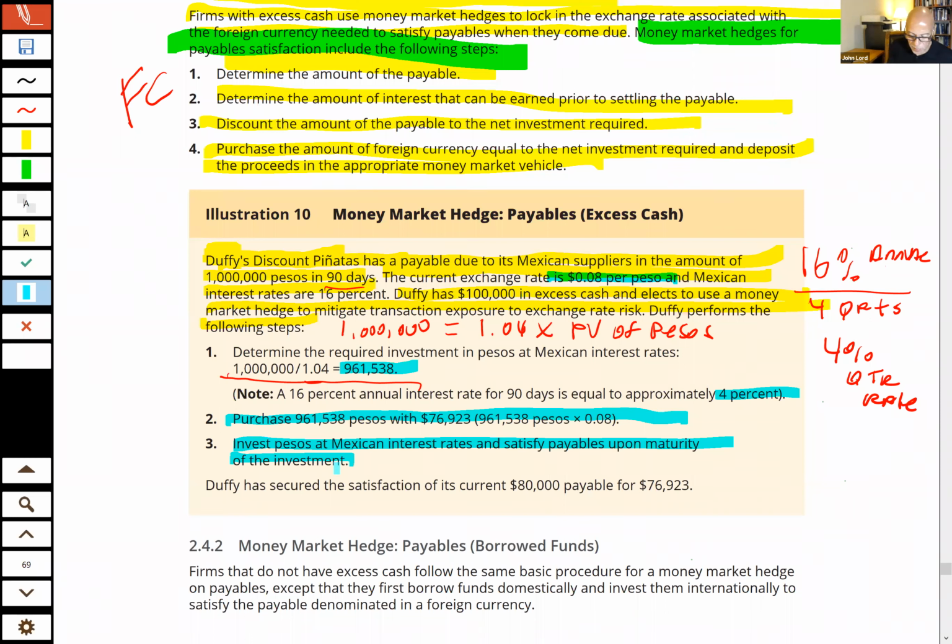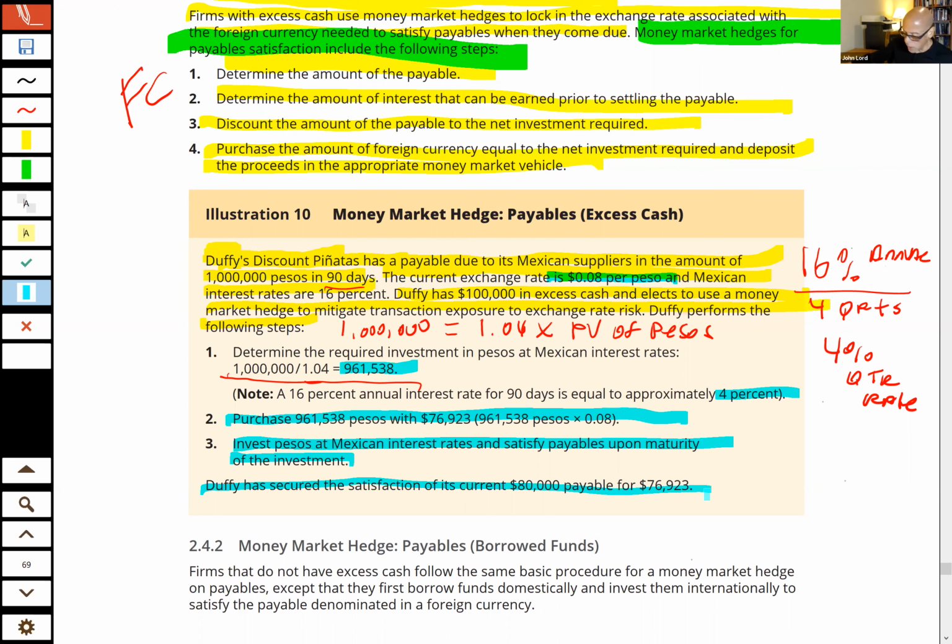And so they have secured its current 80,000 payable for 76,923. They would go ahead and of course do that since it's costing them less to ensure that they get that 80,000. Okay.